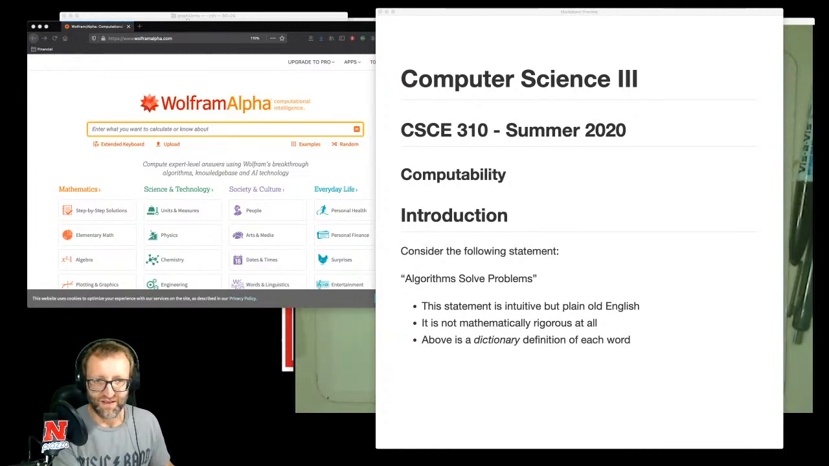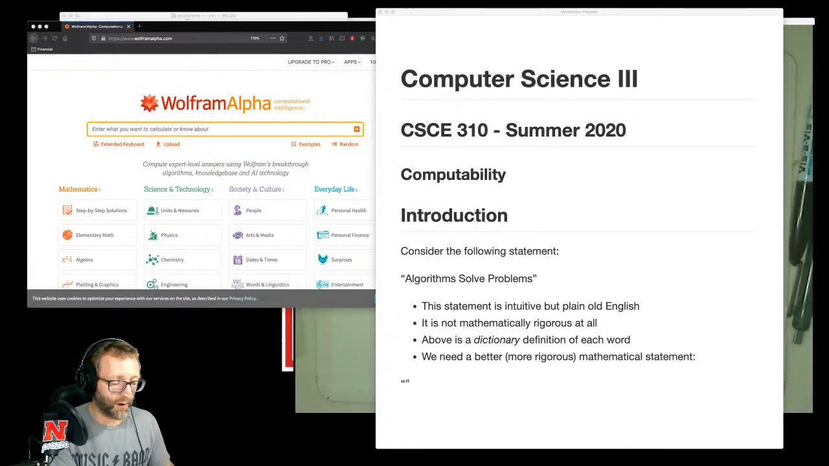It's very difficult to define something off the top of your head. You have to think about it. But you could run to a dictionary and define each one of these things. We need a more rigorous mathematical statement. And that statement is going to be as follows: that Turing machines decide languages. And I'll go ahead and capitalize each one of those things. So you can see that there's a one-to-one correspondence here with the words in these two statements. Algorithms solve problems. Turing machines decide languages.